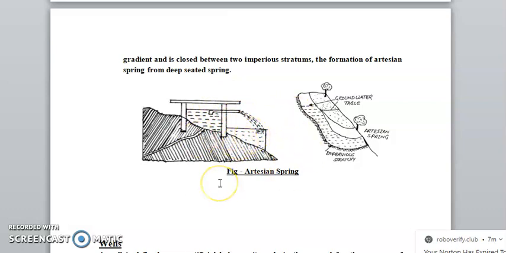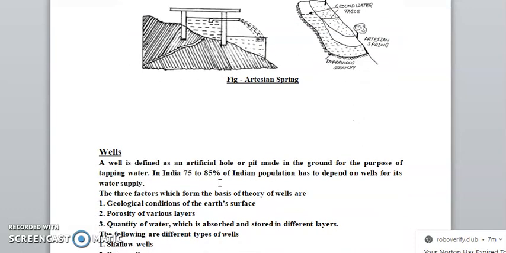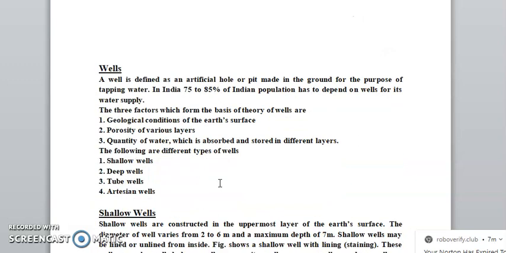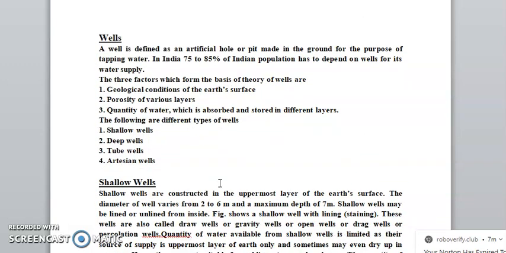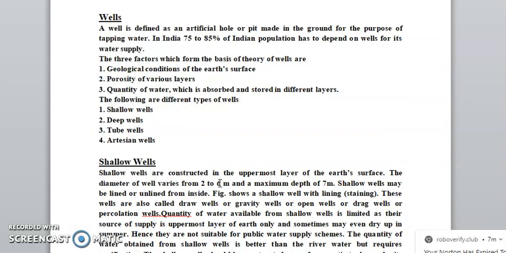Okay. Now we go for the wells. The springs we have finished. Wells. Wells are defined as an artificial hole or pit made in the ground for the purpose of tapping the water. In India, 75 to 85% of the Indian population depends upon wells for water supply.